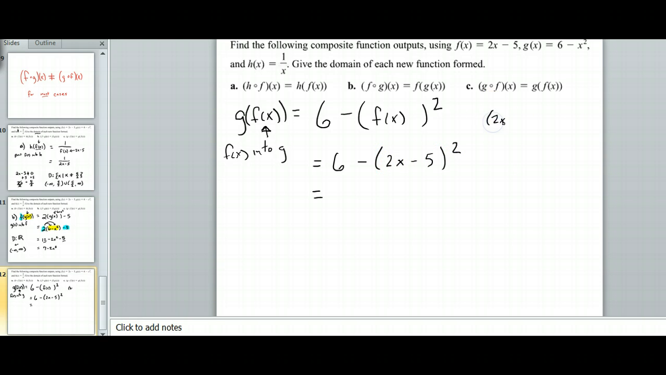This means 2x minus 5 times 2x minus 5 again. Alright, and then we FOIL it. 2x times 2x is 4x squared. 2x times negative 5 is negative 10x. Negative 5 times 2x is another negative 10x. And negative 5 times negative 5 is positive 25. Okay, so that's what this is, but remember we're subtracting this, so we still need parentheses.